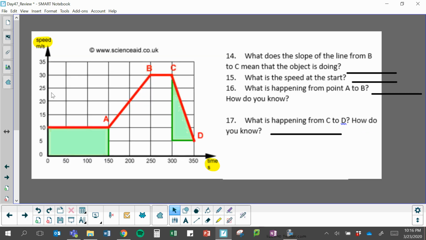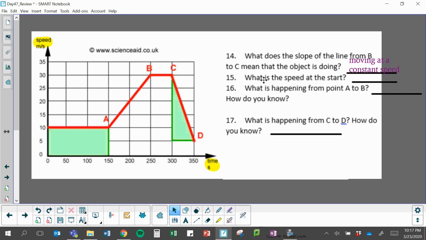Okay, so here we have another graph, and we're given speed versus time again. The first question: what does the slope of the line from B to C mean? B to C is right here, and that's telling us it's moving at a constant speed. We're going at 30 meters per second, still 30 meters per second. It is moving, it's just not speeding up or slowing down.